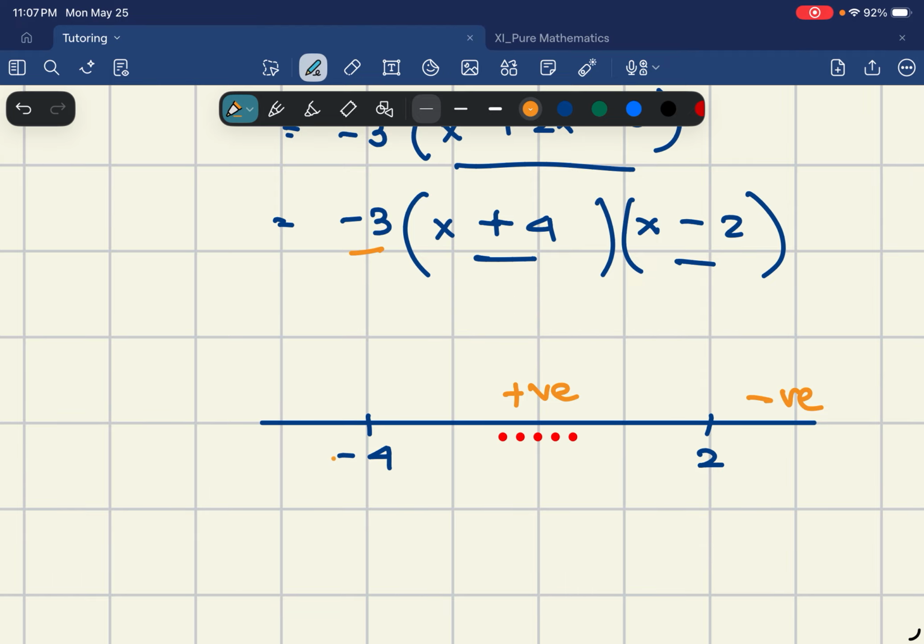Now put in a number less than negative 4. Say negative 5. Negative 5 plus 4 is negative 1. This is negative 7. This is negative. Overall, your answer is going to be negative. Negative times negative times negative is going to give you negative.